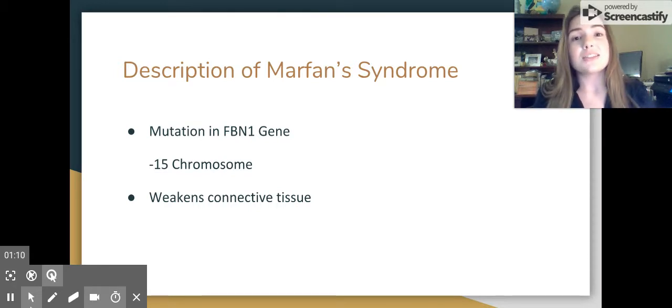This disease does not necessarily affect just one location of your body. It actually affects all over your body, such as your bones, your eyes, your lungs, your nervous system, your heart, and even your blood vessels.